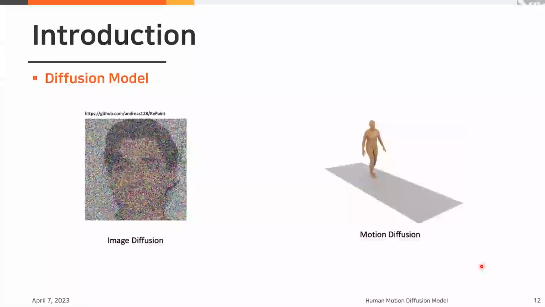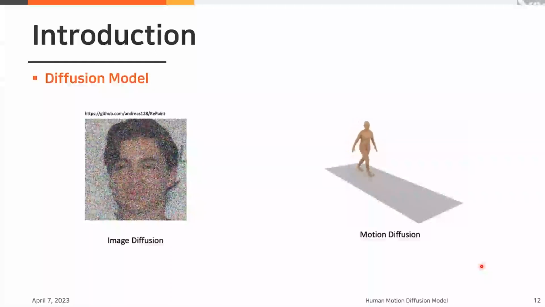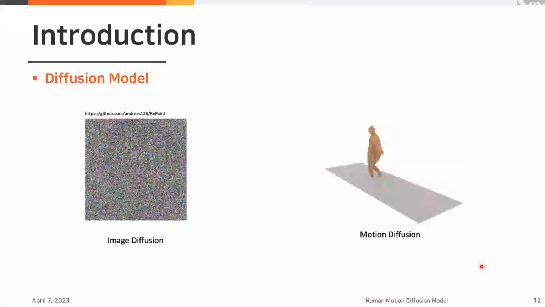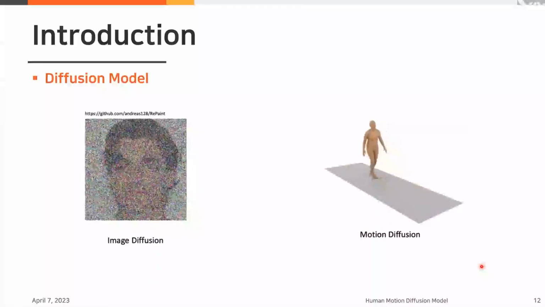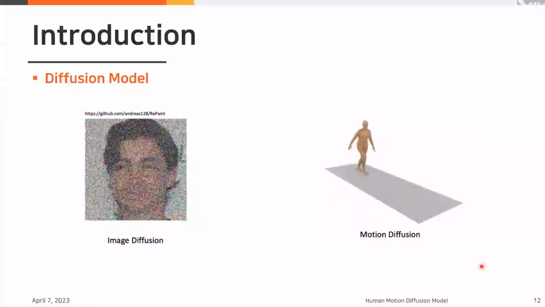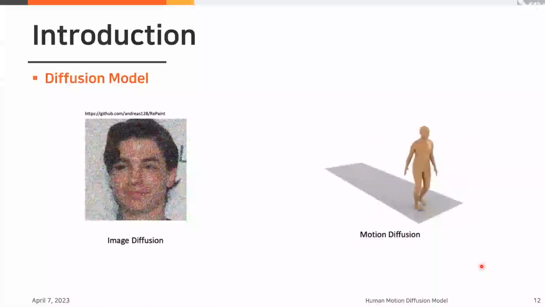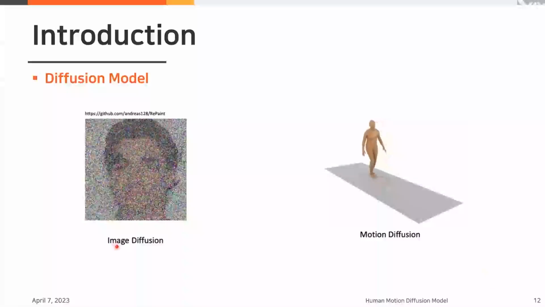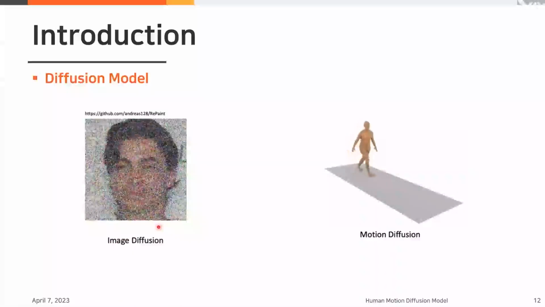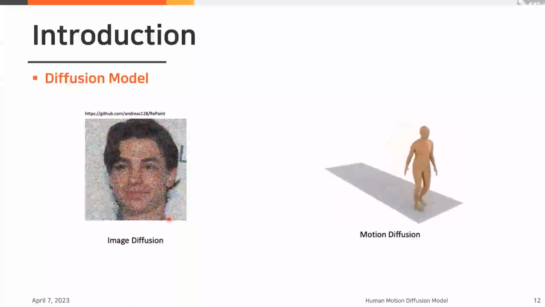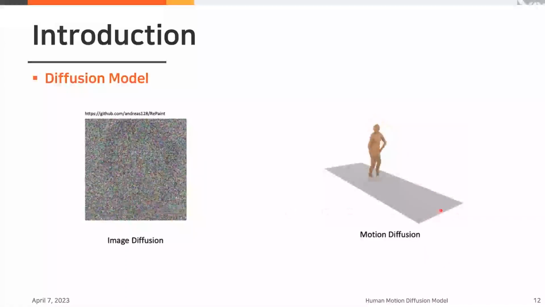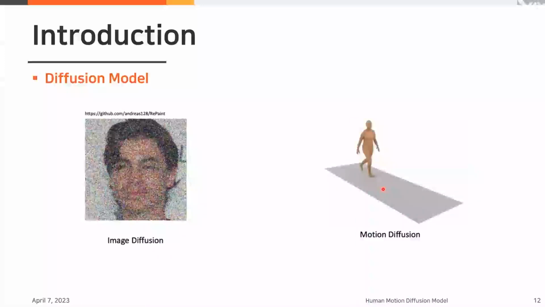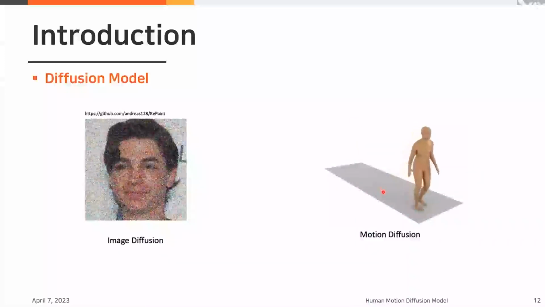In this paper, diffusion model is adopted as a baseline model for motion generation, and they propose a few modifications on diffusion model to make it appropriate for motion data. And as you can see here, as the image is denoised to get closer to the real plausible image, the motion is denoised and it gets closer to much more plausible and natural results.